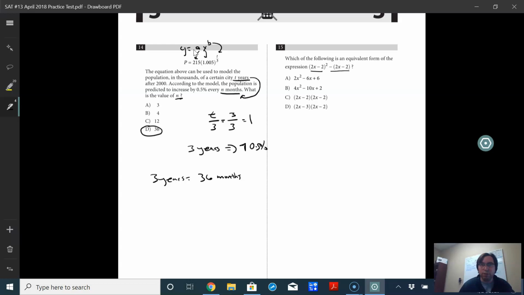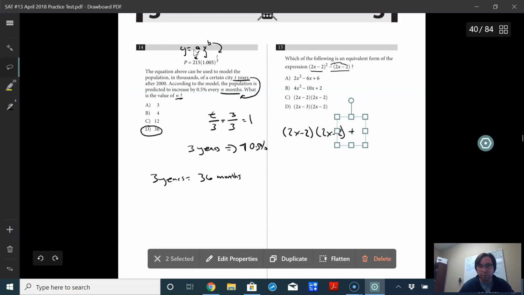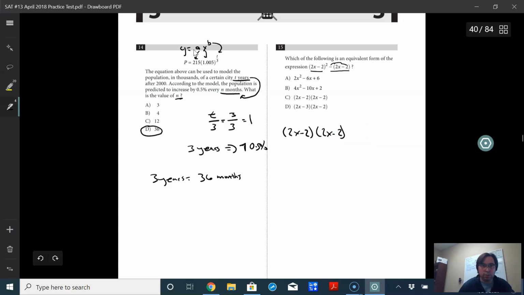So let's first rewrite this expression. Let's write 2x minus 2 times 2x minus 2, and then distribute the negatives here that we have. So distribute them into both of them. Actually, that's not a plus. Let's delete that piece. In reality, that should be a minus 2x and then a plus 4.